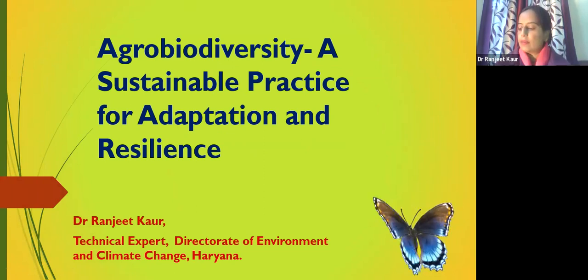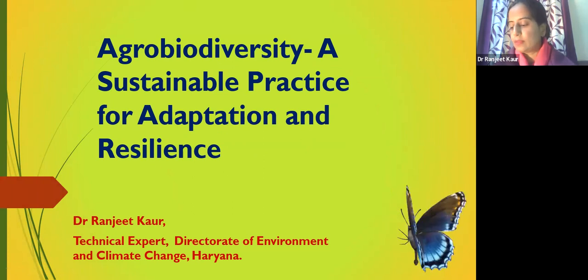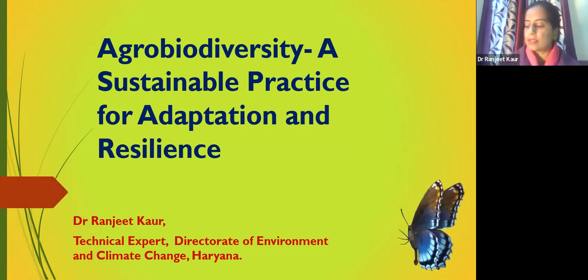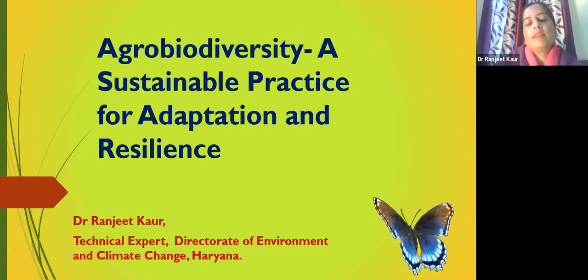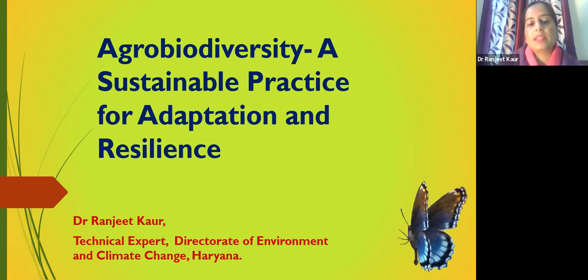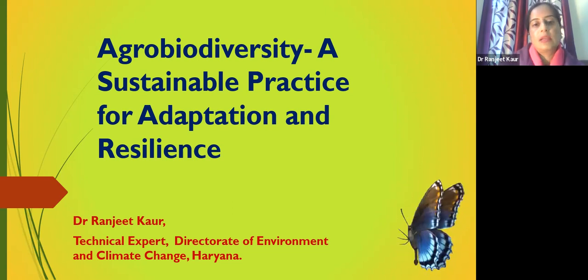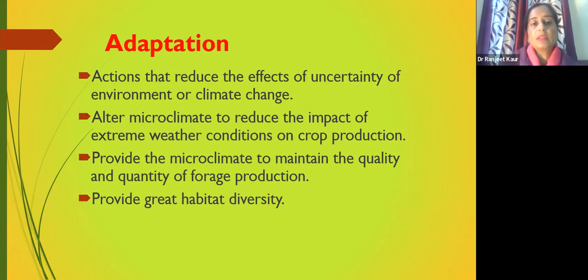So this will cover your block 4 unit 1, that is biodiversity, its concept, origin and importance, why it is important. So here, why we are calling agrobiodiversity a sustainable practice for adaptation and resilience, we'll just go through this. And the two technical terms which we are using here are adaptation and resilience.